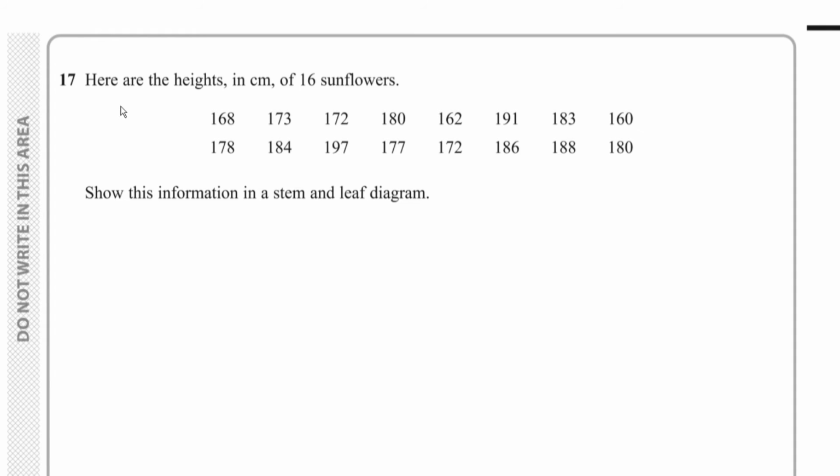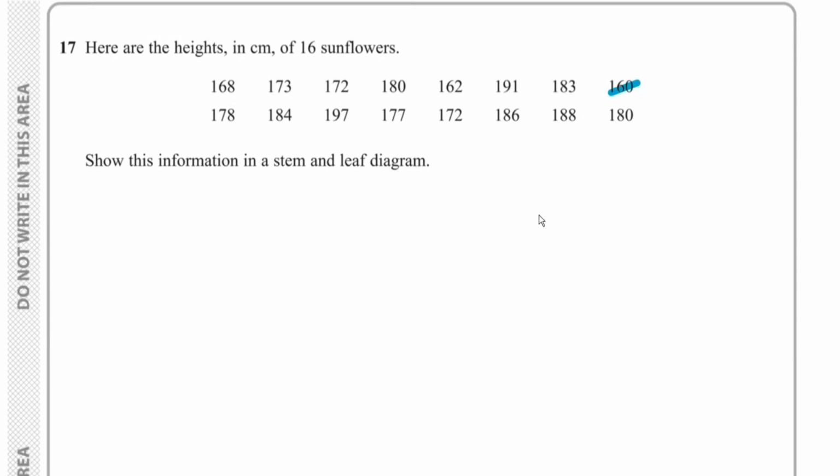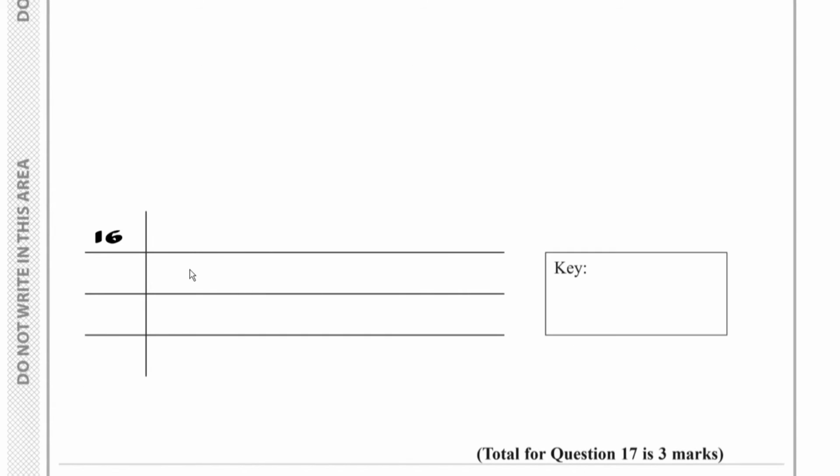Question number 17. Here are the heights in centimetres of 16 sunflowers. We have to show this information in a stem and leaf diagram. The first smallest number is 160. So if I add this to the stem and leaf, we've got 16 here and 0 here. Now, what does this represent? Well, it would represent 160.